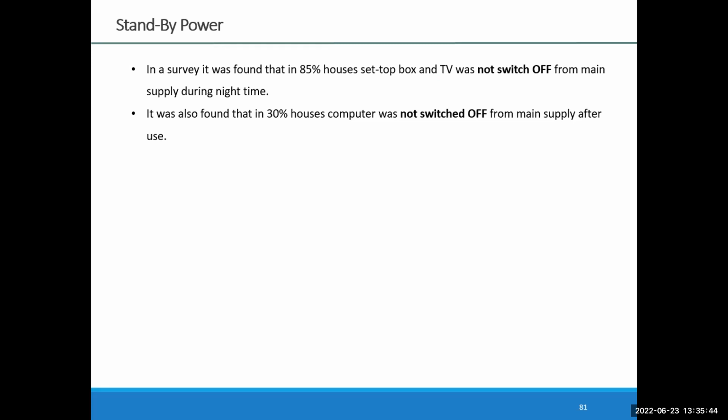It was also found that in 30% of houses, computers were not switched off from the main supply after use. So this is also a case where energy is being wasted.